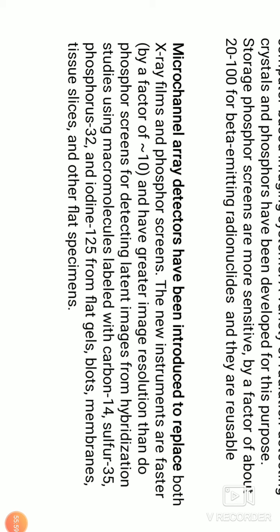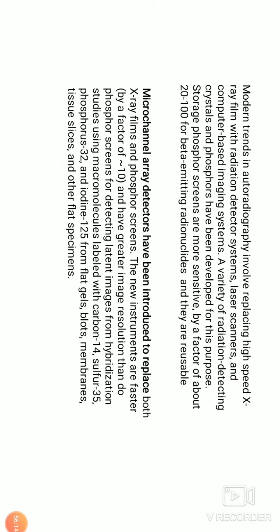So in the case of normal developing blots, with the phosphors you can use all these samples: you can use gels, blots, membranes, tissue slices and other flat specimens.